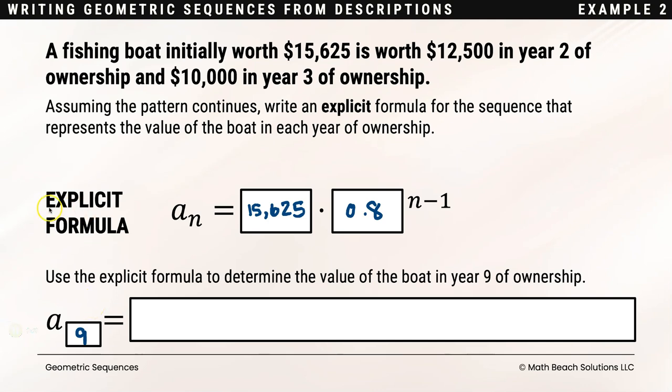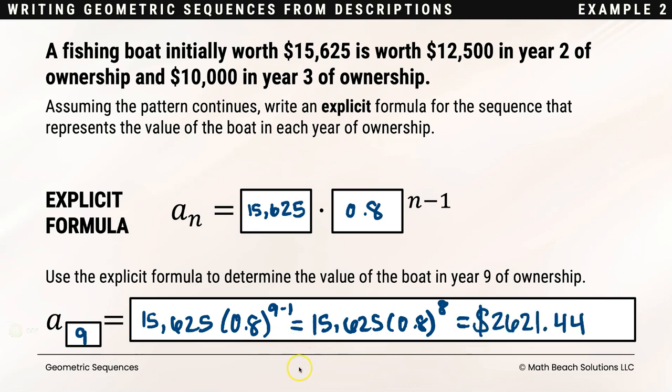The explicit formula is helpful because you can calculate the value of any term in the sequence directly using this formula. You don't have to calculate the ones in between like you would with the recursive pattern. So for our example, we have 15,625 times 0.8 to the power of 9-1, which when simplified is $2,621.44 for the value of the boat in year 9.